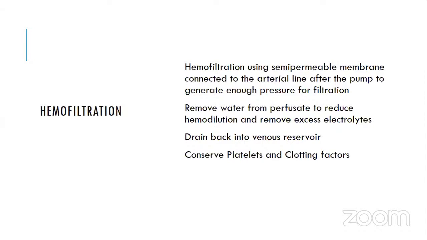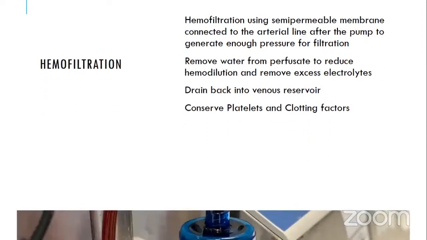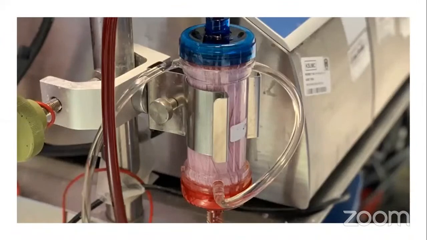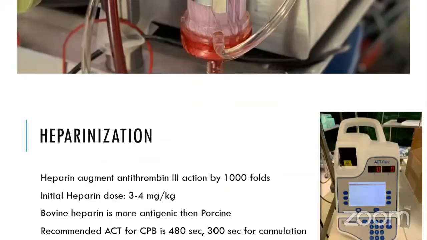Hemofiltration uses a semi-permeable membrane connected to the arterial line after the pump, which generates enough pressure for filtration. It removes water from the perfusate to reduce hemodilution, and removes excess electrolytes, draining back into a venous reservoir, conserving platelets and clotting factors. This is a picture of the ultrafiltration.